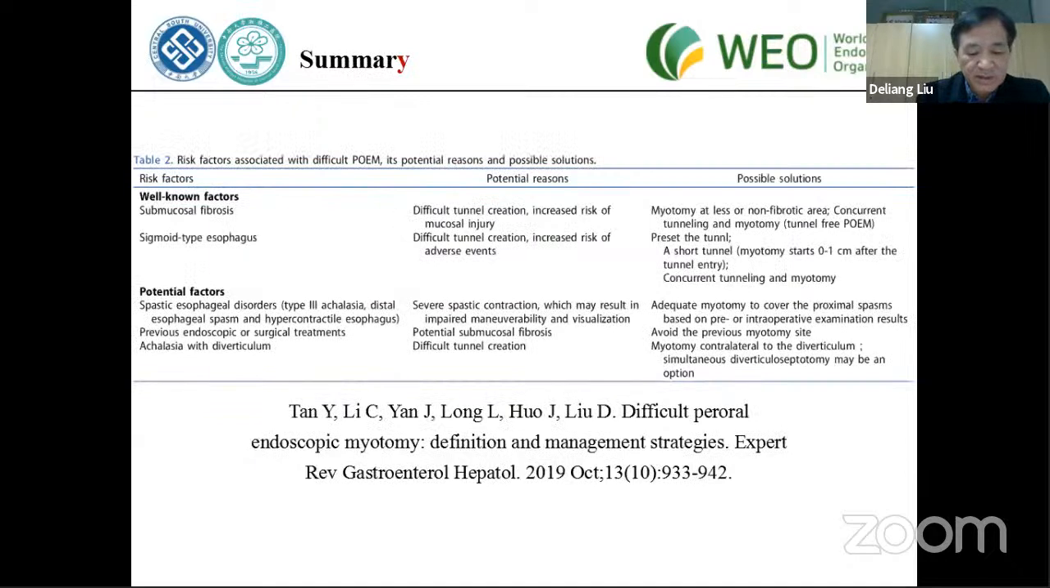This table summarizes the risk factors of POEM, their potential reasons and possible solutions. If you are interested in this, please see in detail the full text of the review. Thank you for your attention.